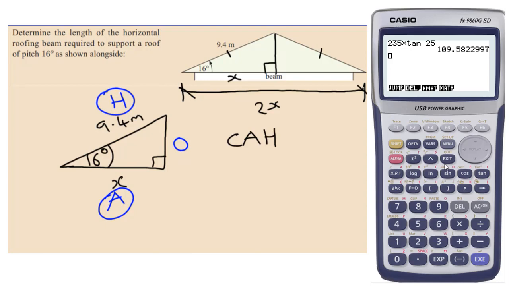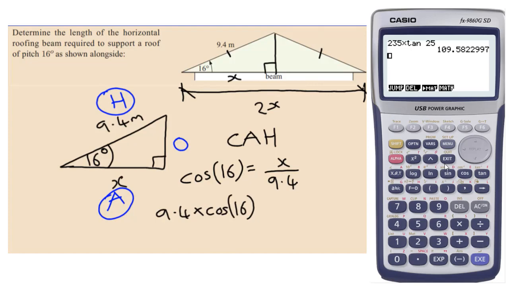CAH means cos, and it means cos angle equals A over H, adjacent over hypotenuse. So cos angle, well, the angle is 16, equals A, well, A is the X, over H, 9.4. So, need a rearrangement. You want to get the X on its own, so we're going to multiply through by 9.4. So this 9.4 needs to go upstairs as a multiplier. So it's going to say 9.4 times cos 16 equals X. Okay, so X equals 9.4 times cos 16.